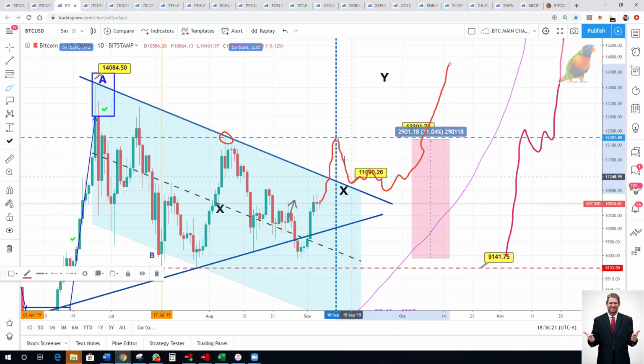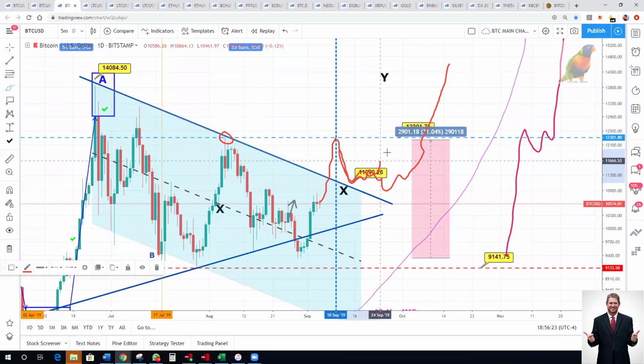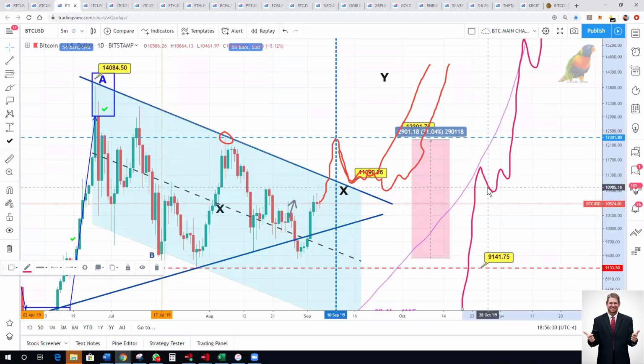Something similar to that. It may be shorter lived, but this pattern that we have, just follow the pattern, that's going to play out. Now, the reason I say that it's going to go up to that high point there and then drop back, it will do that because of Litecoin.